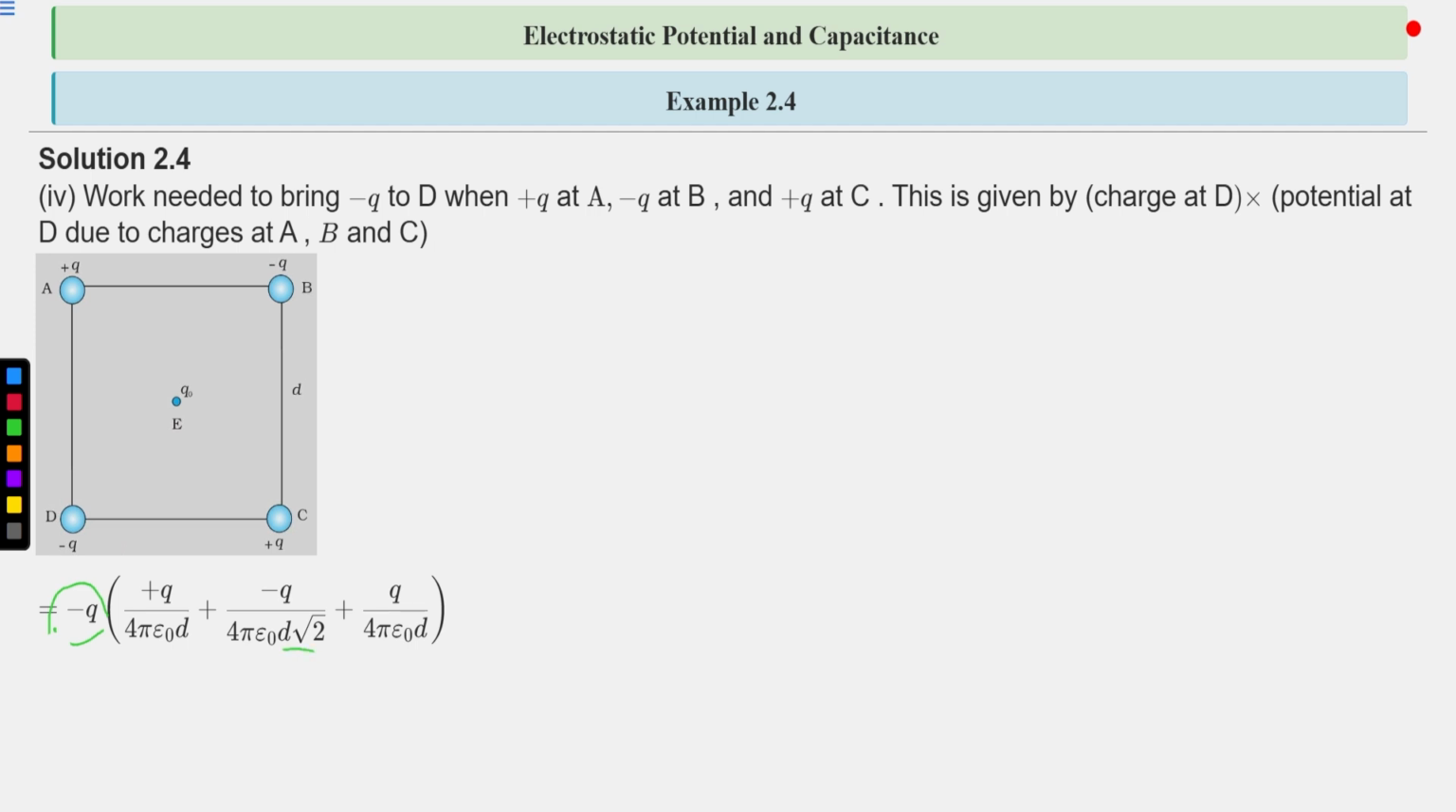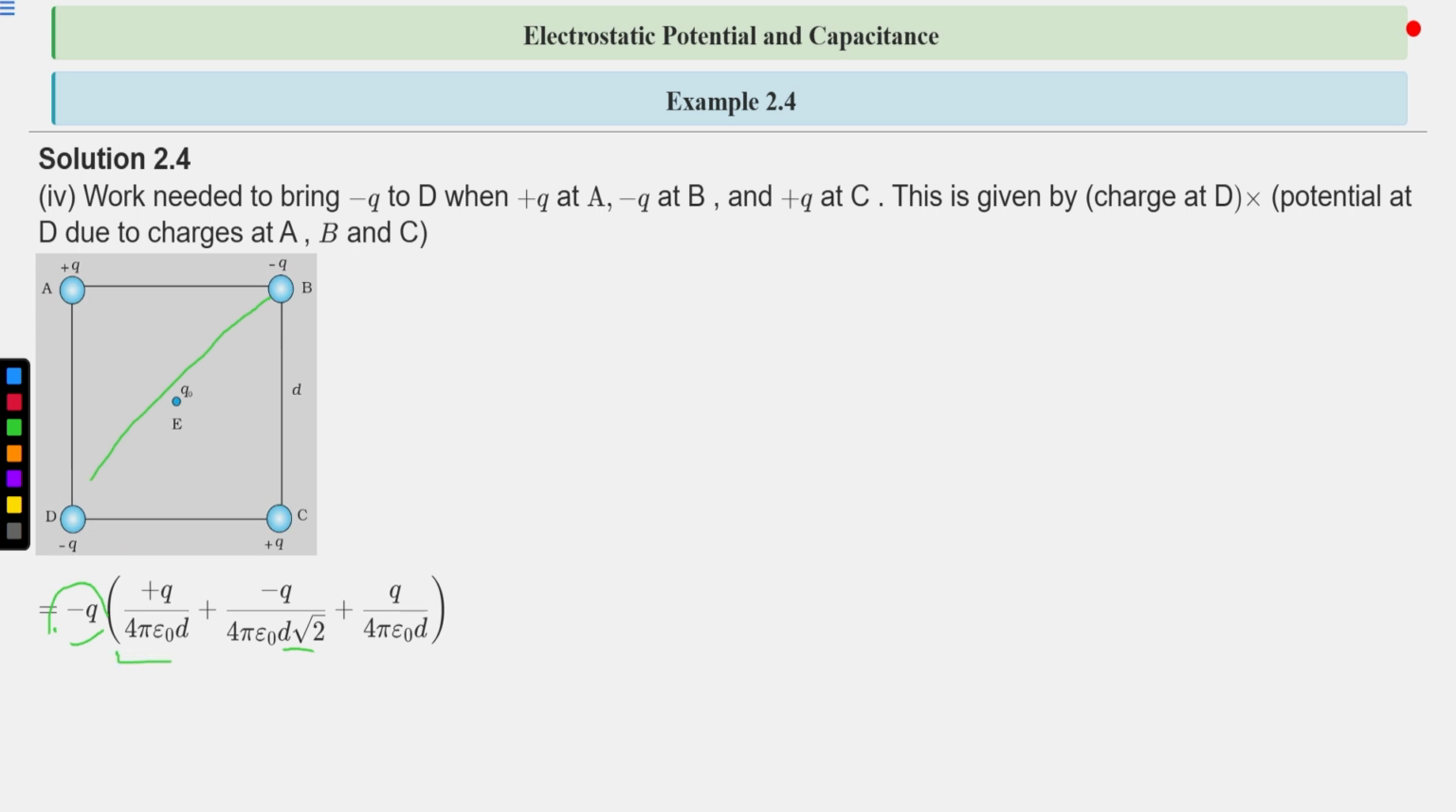This is the potential created by this minus Q charge at B on this D point. And the distance between these two charges is, again, this is D, this is D, D square plus D square, root 2 D. Okay. Plus Q by 4 pi epsilon naught D is the potential created by this positive charge at C at this point.